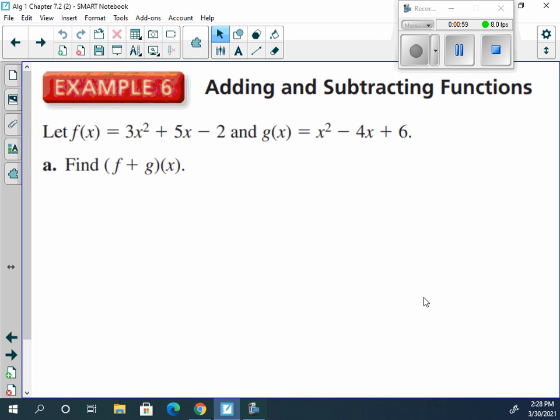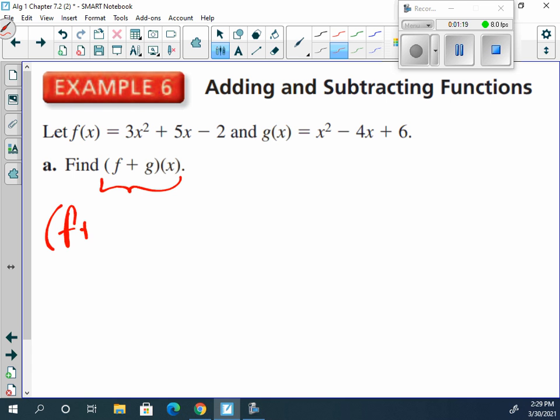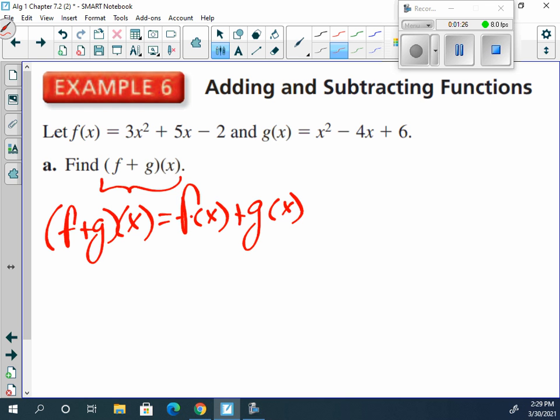So here, find (f + g)(x). When we have it written out like this, (f + g)(x), that's how we pronounce it: f plus g of x. What it's really saying is that this is the same thing as f of x plus g of x. It's just these two functions being added together, and this is just another way to write it.